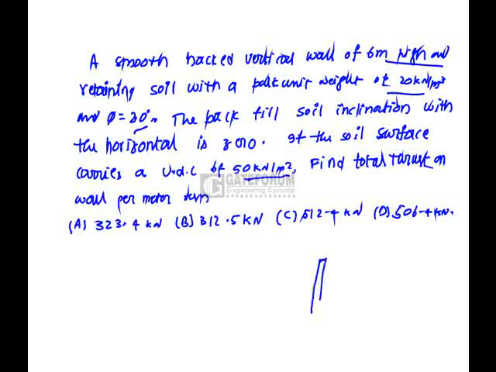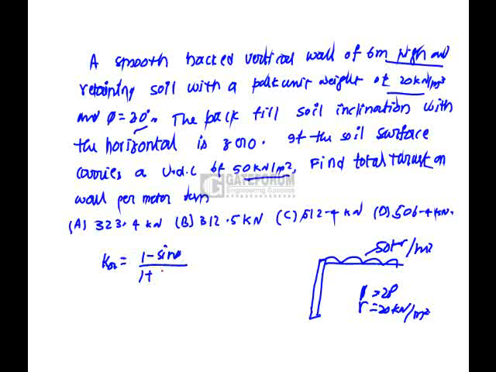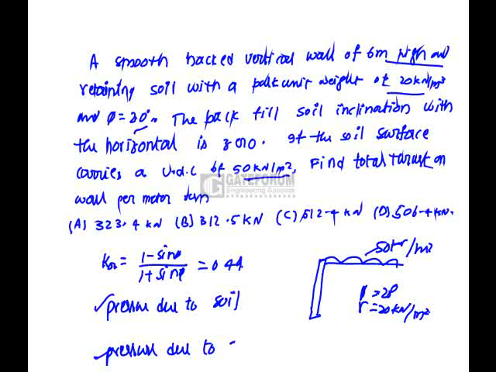If you draw the diagram, it is a wall with a UDL on top of 50 kN per square meter. The backfill soil property is given as phi 20 degrees, gamma 20 kilonewton per cubic meter. If you calculate the active pressure coefficient K, 1 minus sine phi by 1 plus sine phi, that is equal to 0.49. Pressure due to soil and pressure due to external load is going to be there.